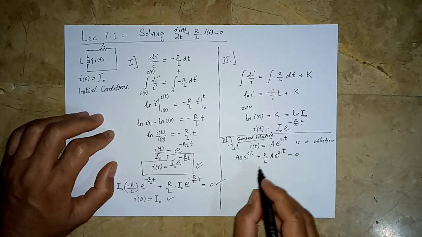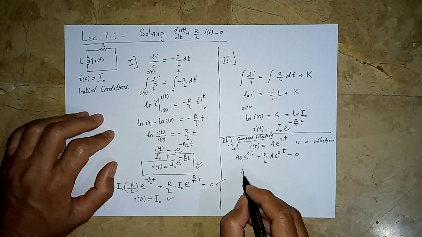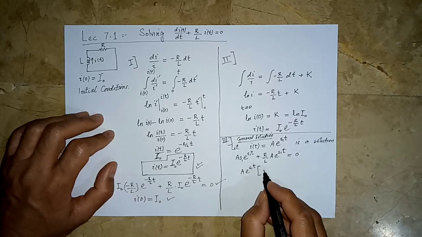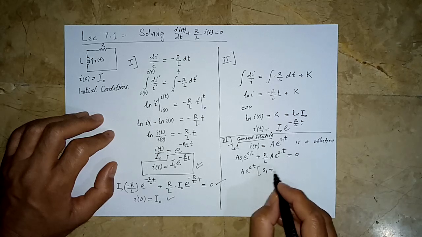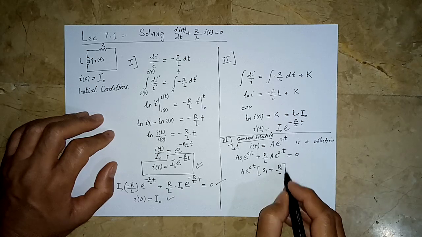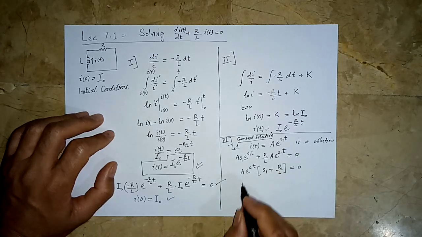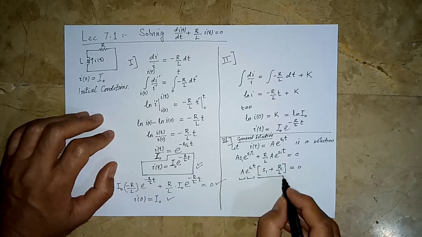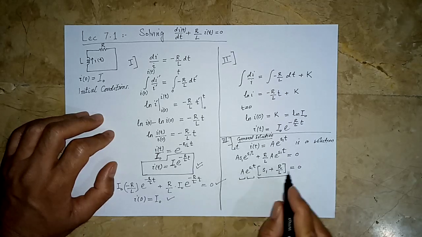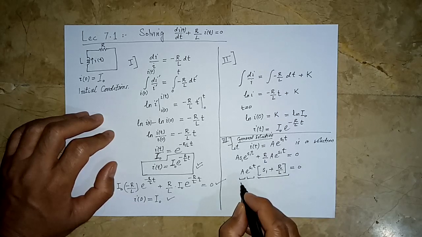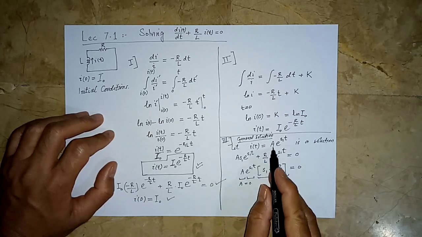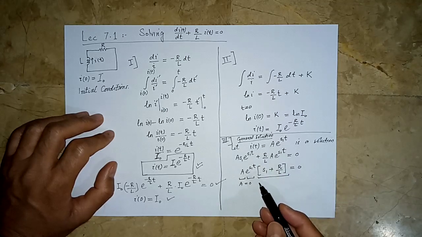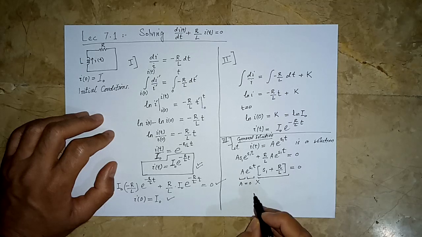equal to 0. Now you can see we have A e raised to the power s1 t common, and we are left with s1 plus R over L equal to 0. In this expression we have three things: this thing A, this thing, and this thing. So for this whole expression to be 0, either A is 0, but if A is 0 then all the responses are 0. That we know is not the case. So we are not going to consider this solution.